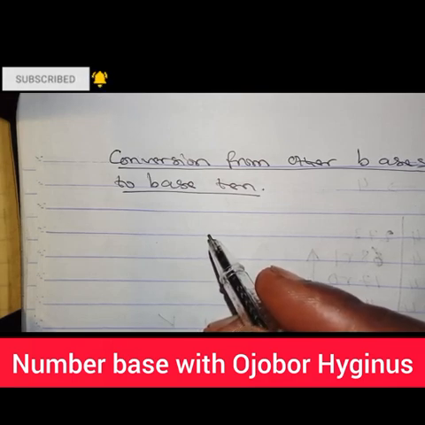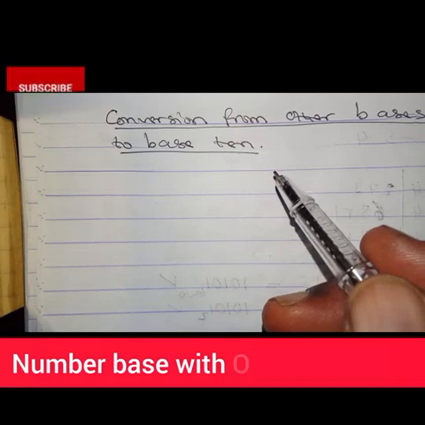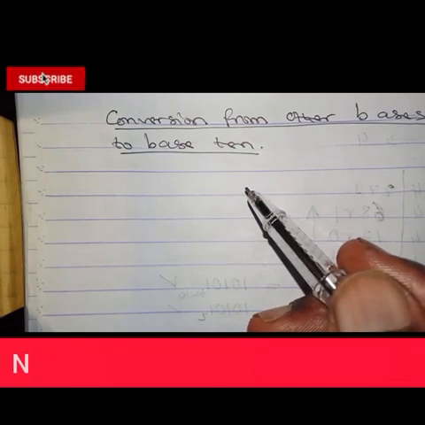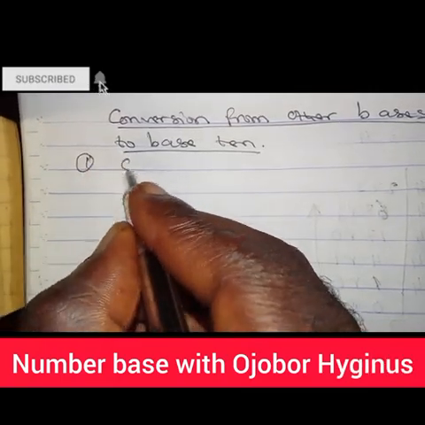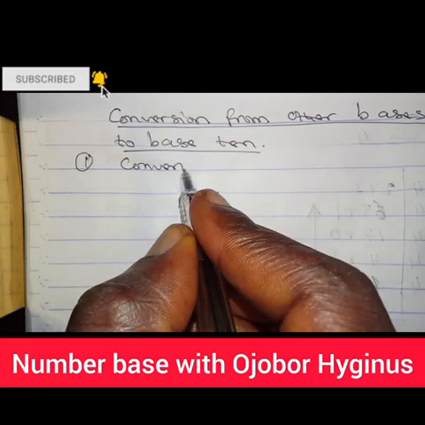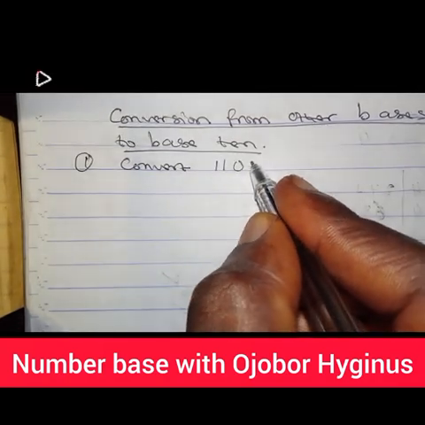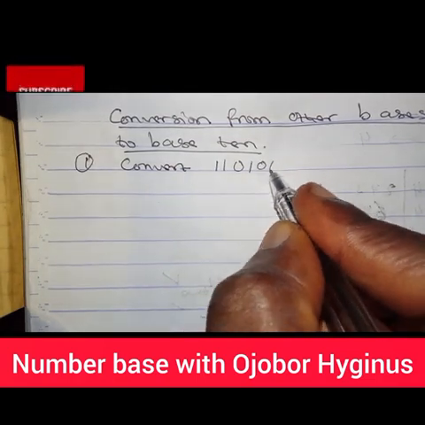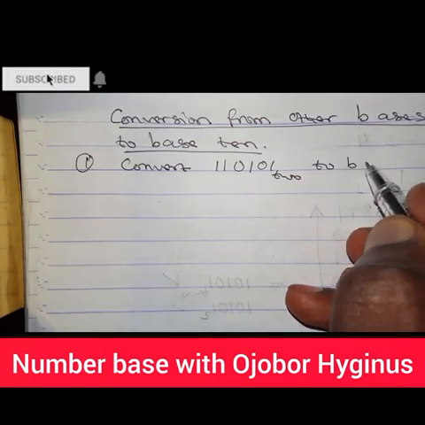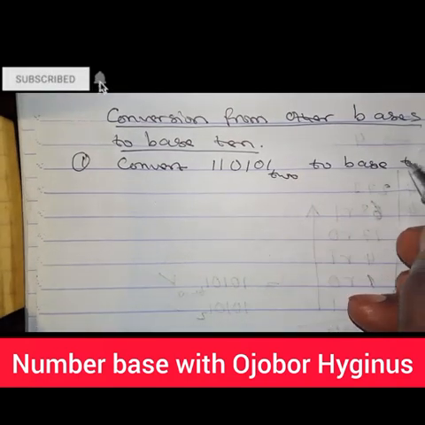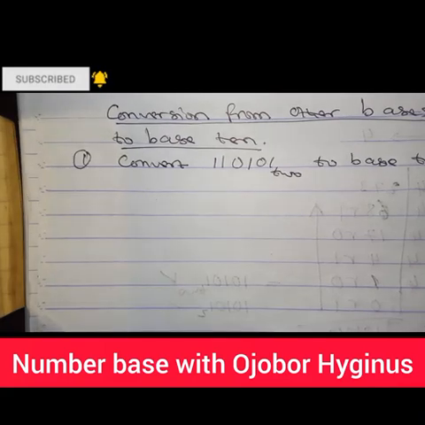We have 2 possible methods we can use in doing that. There are so many methods anyway, but I'll give you these 2 basics. Let us look at the first method. If you're asked to convert 110101 base 2 to base 10, let us see how we are going to do that.